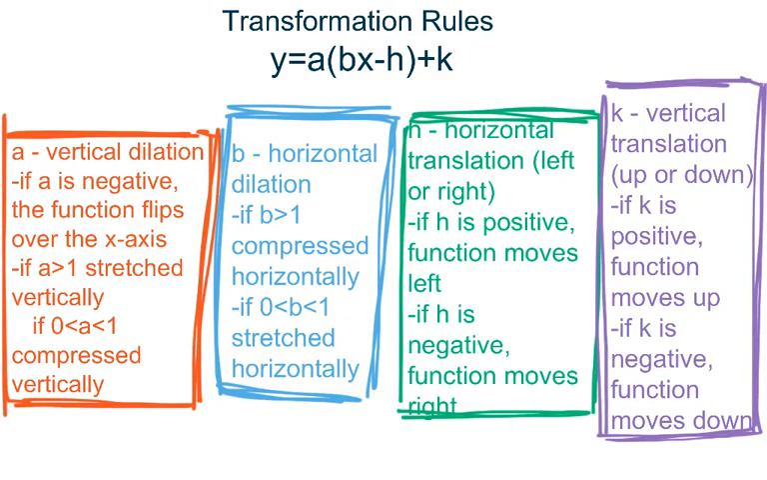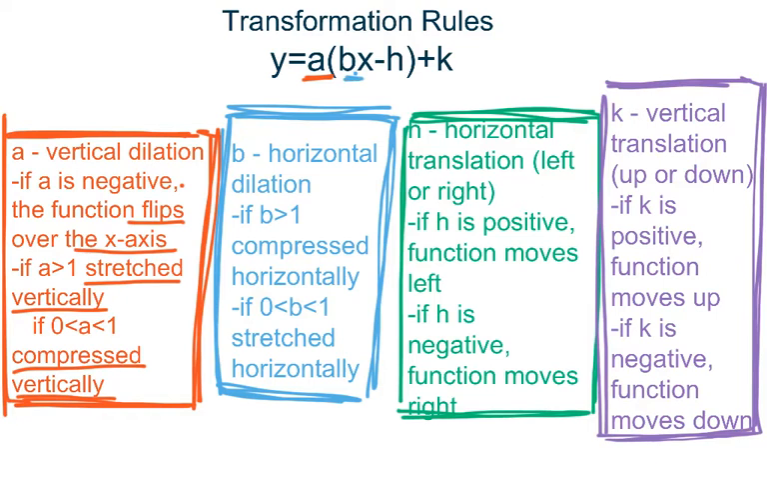Okay, so those are your main functions, and then these are your transformation rules. So anytime I say A, I'm referring to if there is a number in front of a parenthesis. If it's negative, the function flips over the x-axis. If the number is greater than 1, it'll be stretched vertically. And if the number is between 0 and 1, it'll be compressed vertically. Alright, so if there is a number in front of a parenthesis, these are the three things that can happen.